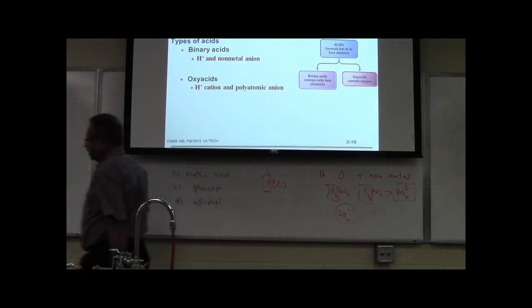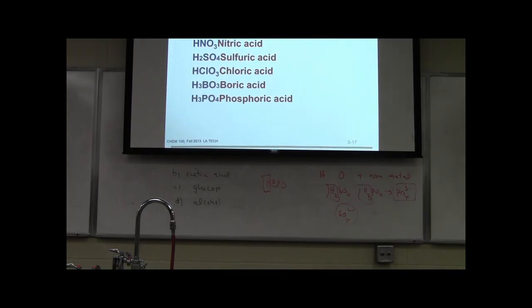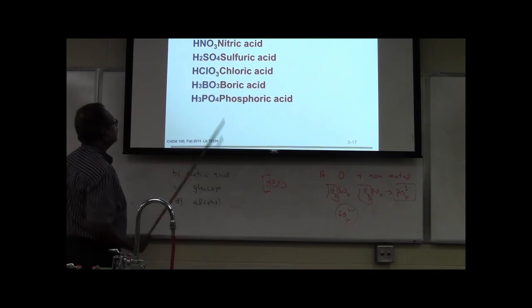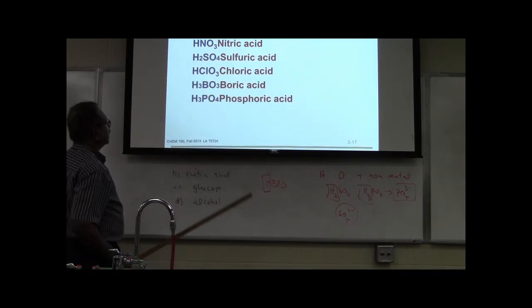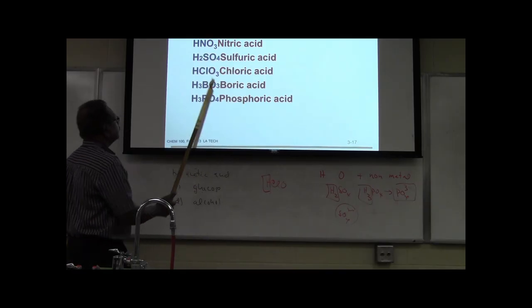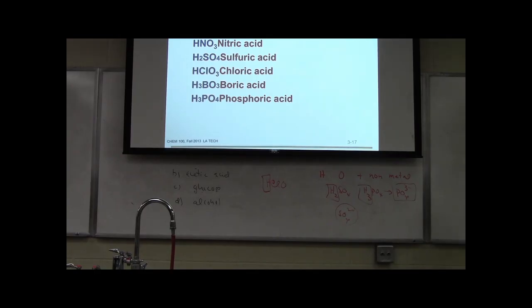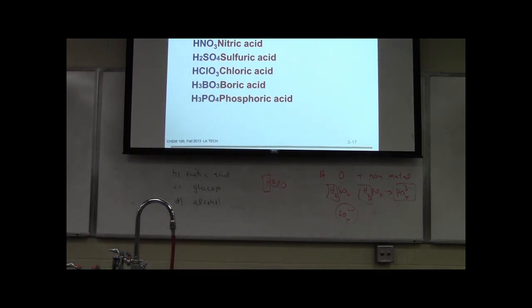Oxyacids contain oxygen in addition to hydrogen and another non-metal. Okay. Hydrochloric acid, binary acid. That one is an oxyacid, nitric acid, common name. These are common names. Otherwise we call it hydrogen chloride. Sulfuric acid. If you have H2SO3, it's called sulfurous, all right? One oxygen less. All right, chloric, boric, phosphoric, all right? So these are the names of acids.